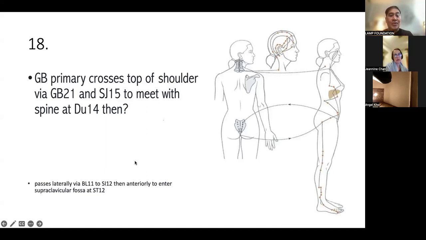Okay, make sure that you needle them. All these points that were mentioned, you needle all of them. You will end up having a very happy patient. So, doc, lahat, meaning from gallbladder 21, Sanjiao 15, DU14, UB11, and SI12? You needle only the ones that are very tender.